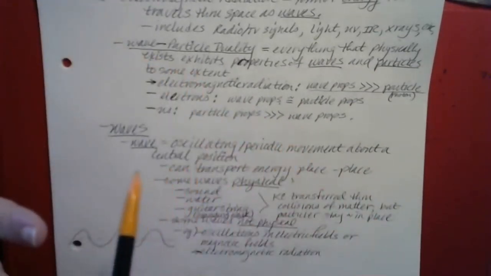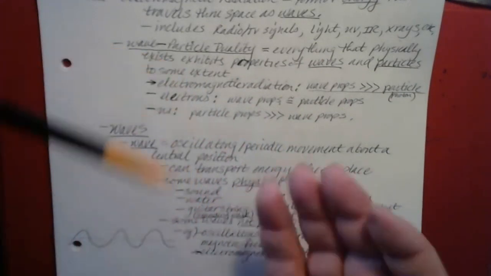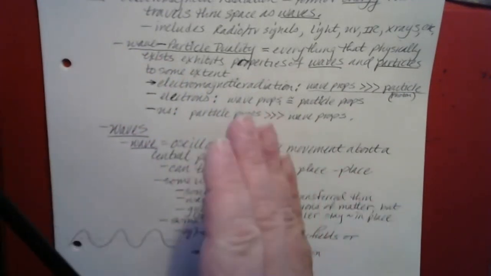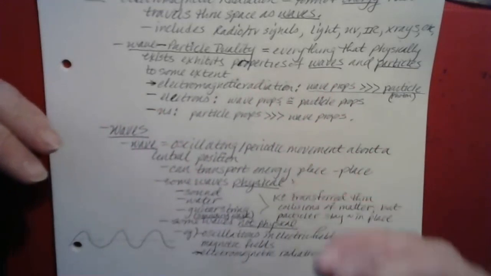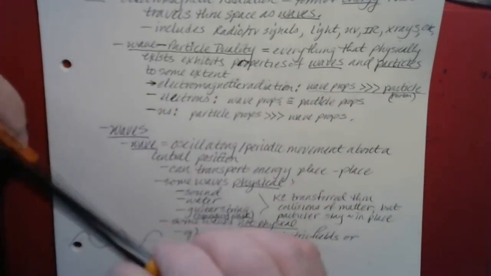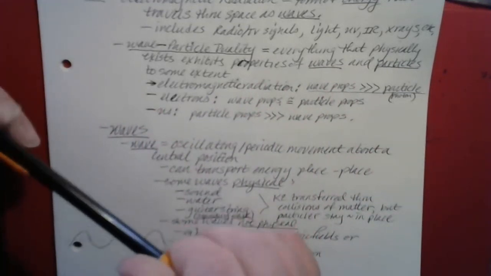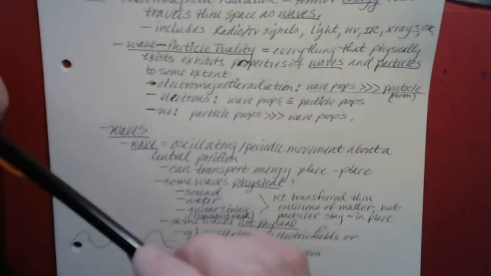Also, we want to think about, at least in advance, the idea of wave-particle duality. We'll get into that in more detail in the future also, but just to keep in mind that everything that exists physically has properties of waves and properties of particles, that is physical matter, to some extent. And the extent to which various physical objects exhibit such properties really depends basically on their size.